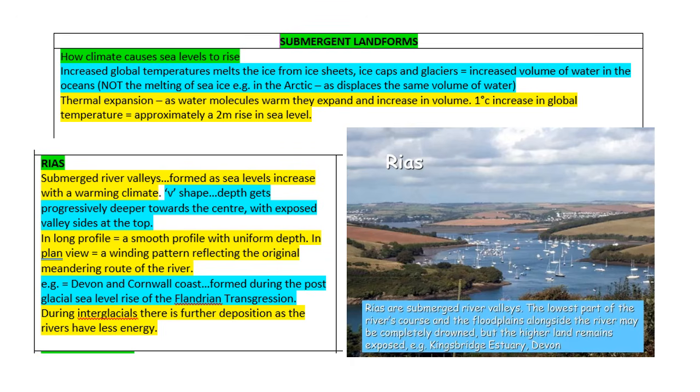In long profile, they've got a smooth profile with uniform depth, but in plan view, you can see that they wind around following the original meanders of the river. You've got some of these rias along the Devon and Cornwall coast that formed during the post-glacial sea level rise of the Flandrian transgression. During the interglacials, there's further deposition because the rivers have less energy.